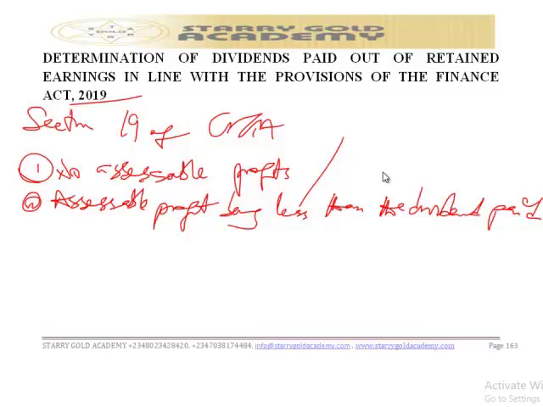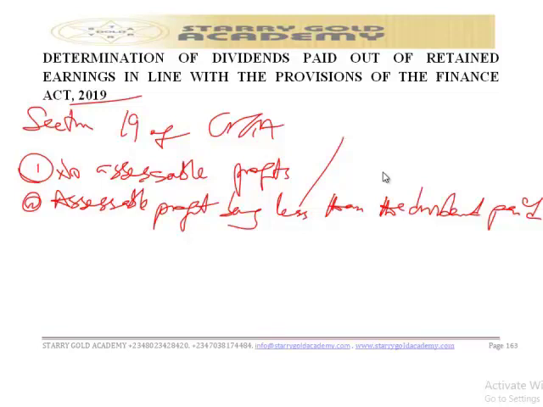So the company paying the dividend shall be charged to income tax at the appropriate rate on the dividend, as if it were its total profit for the assessment year to which the account from which dividend was declared relates. Don't worry, we will take an illustration to explain this better.